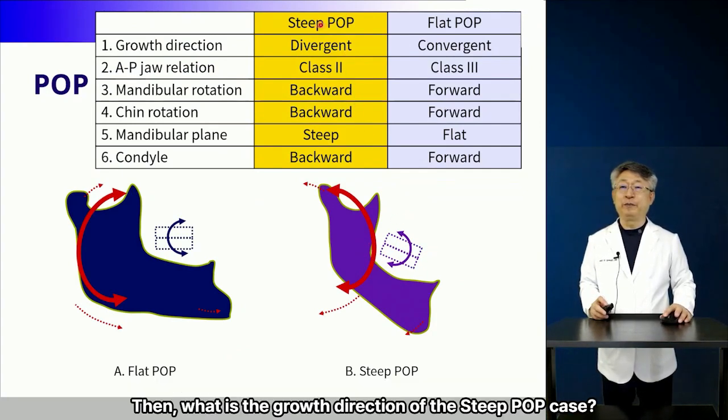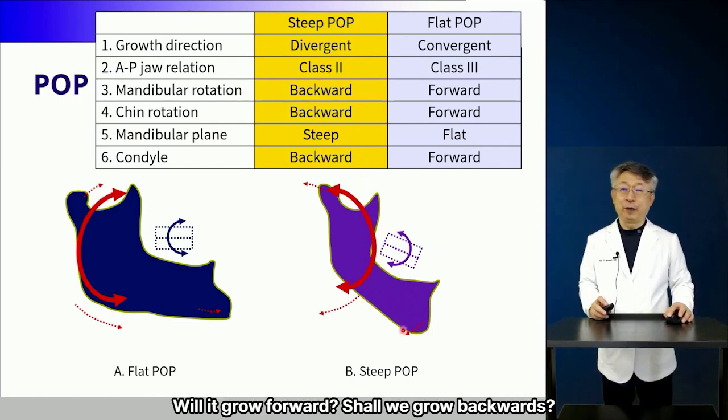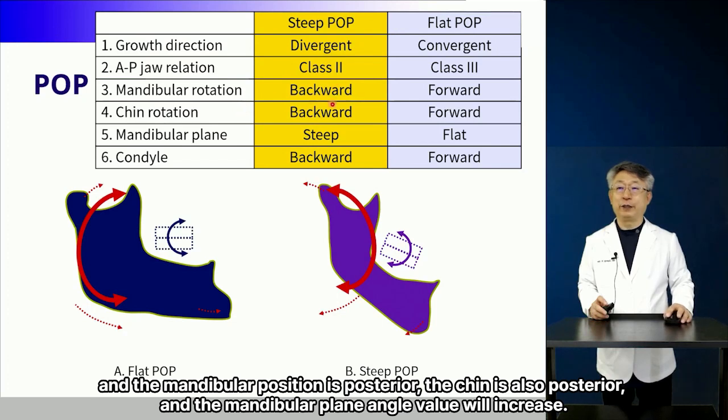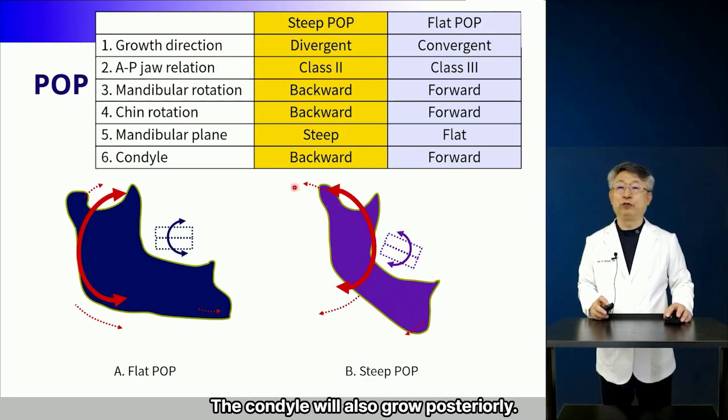Then, what is the growth direction of the steep POP case? Will it grow forward? Shall we grow backwards? The growth direction grows backward. The anteroposterior relationship is likely to be Class II malocclusion. And the mandibular position is posterior. The chin is also posterior, and the mandibular plane angle value will increase. The condyle will also grow posteriorly.